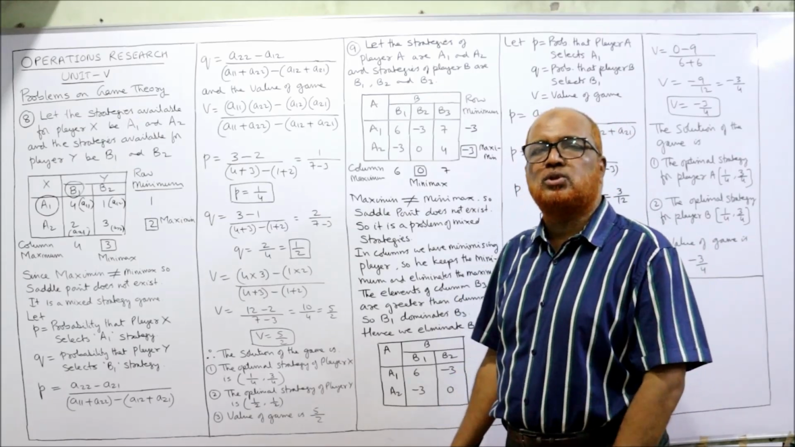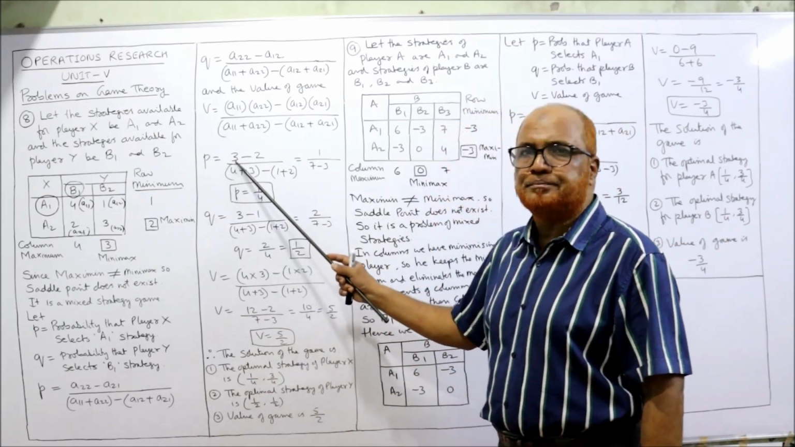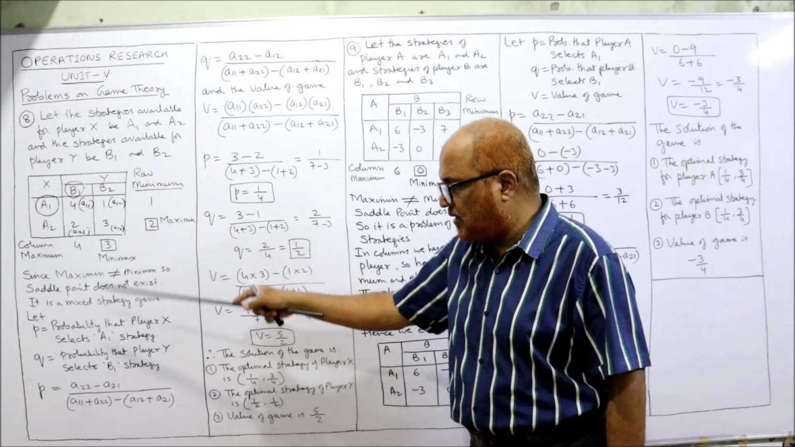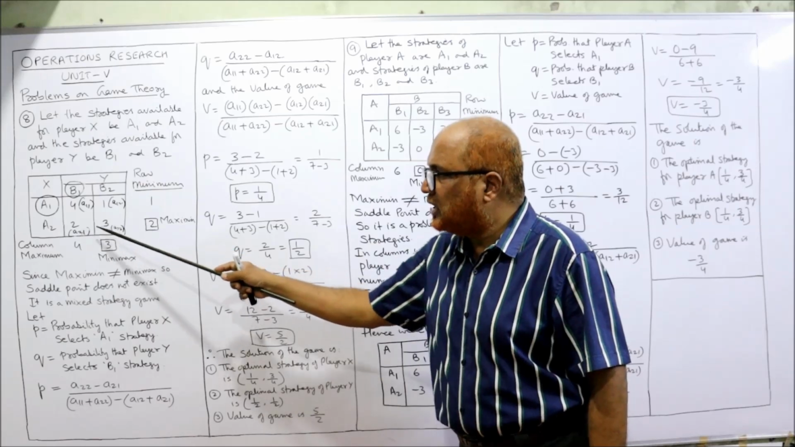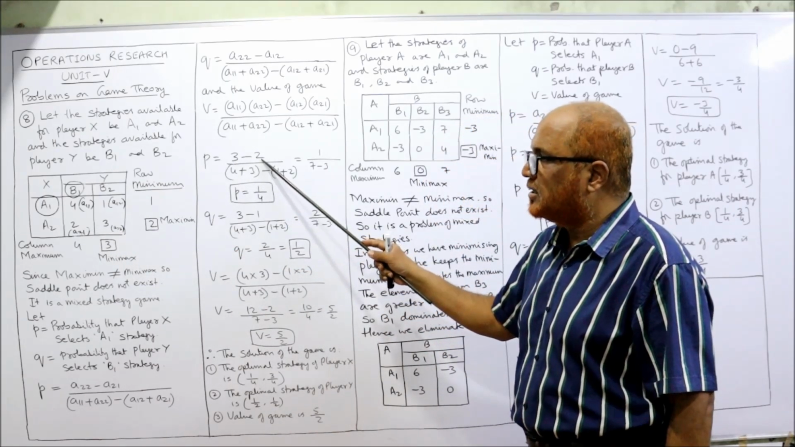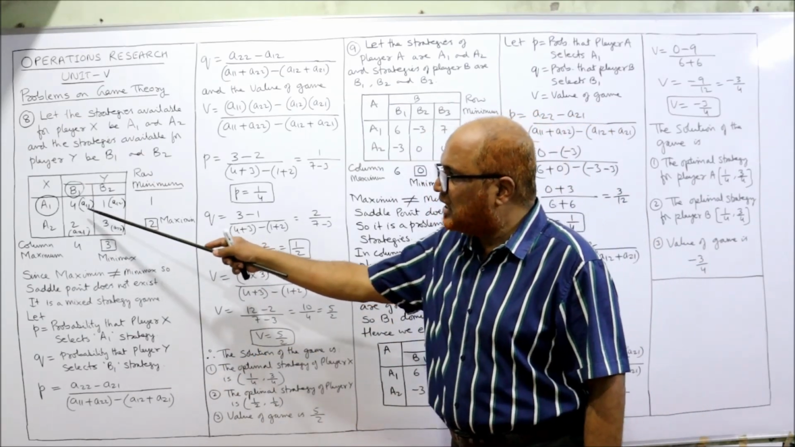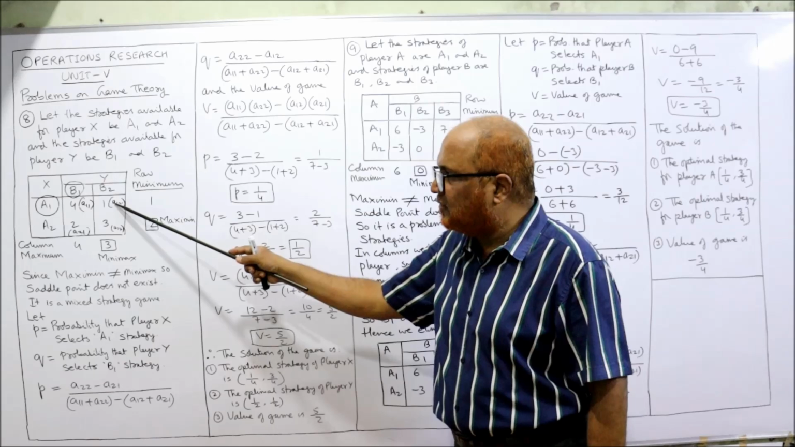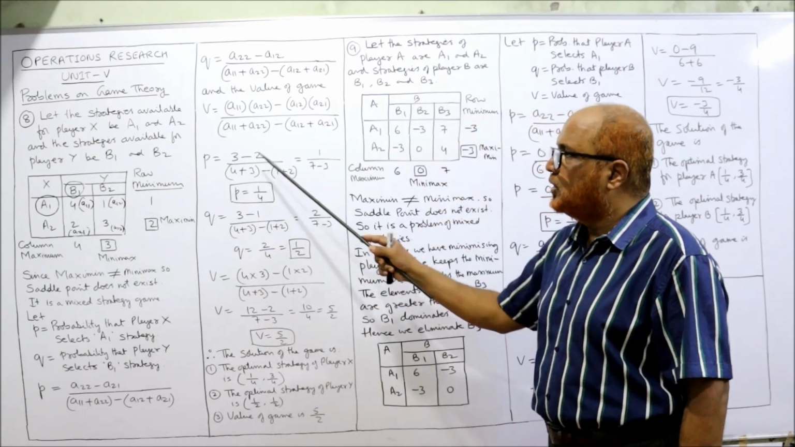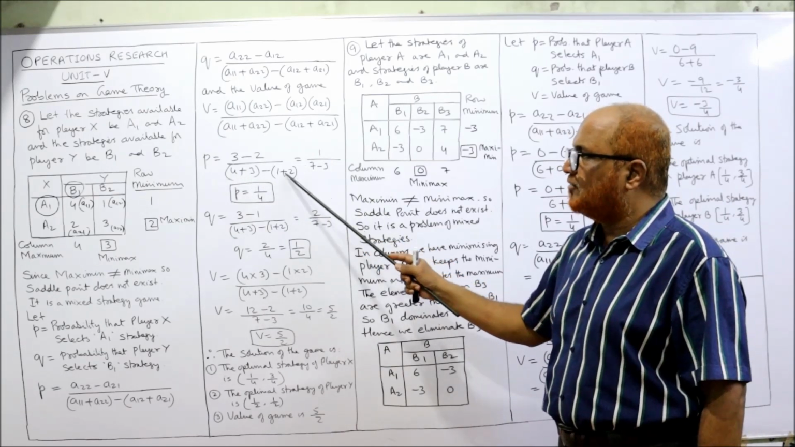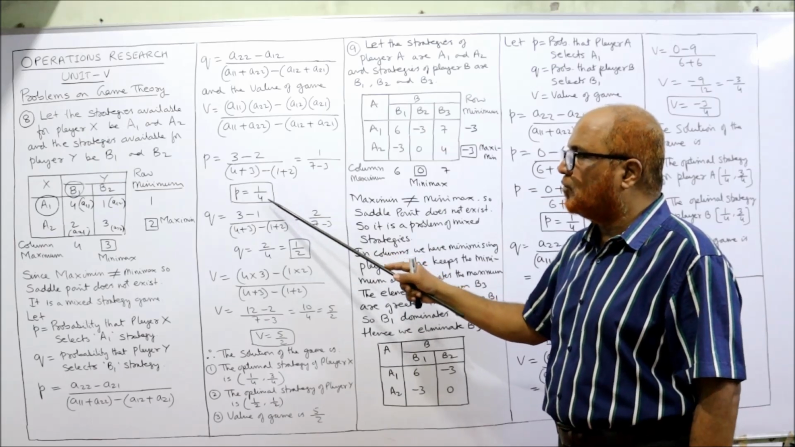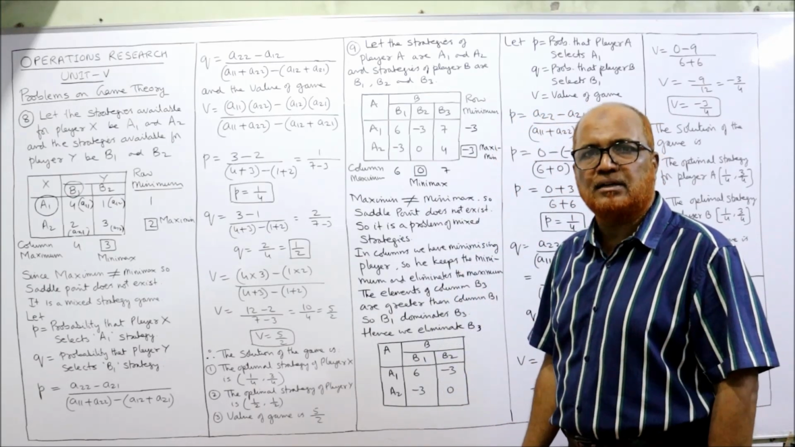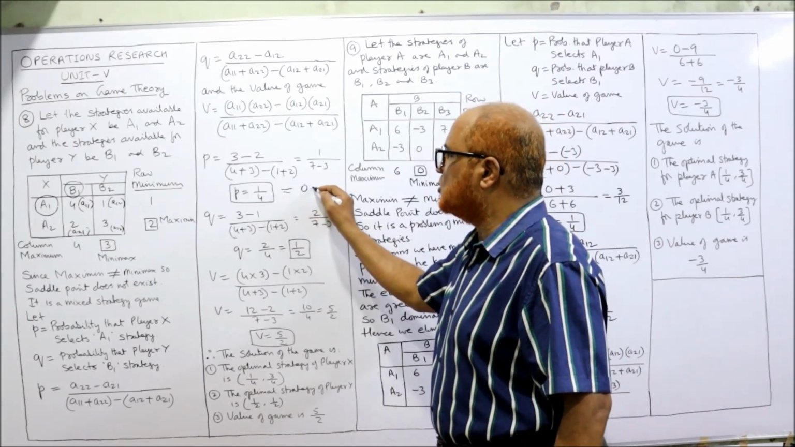Now simply you have to substitute the values in the formula. First we find P. P is equal to A22 minus A21. What is A22 here? 3. A21 is 2. So 3 minus 2. Denominator A11 plus A22: A11 is 4, so 4 plus 3. Minus A12 plus A21: 1 plus 2. So 3 minus 2 is 1, 4 plus 3 is 7, 1 plus 2 is 3, and 7 minus 3 is 4. So we got P is equal to 1 by 4, or 0.25.